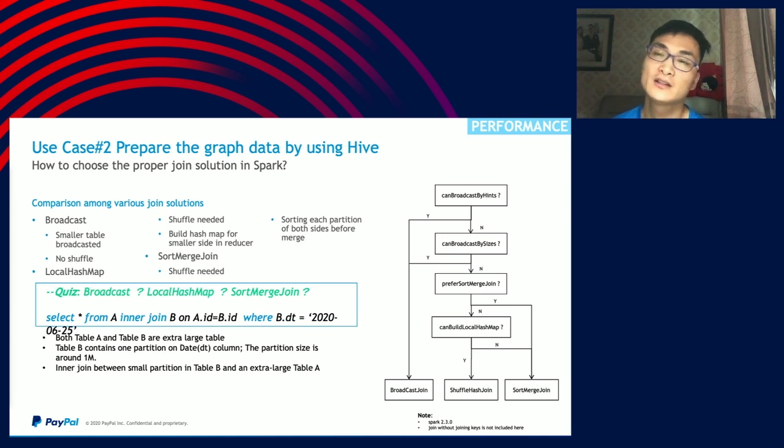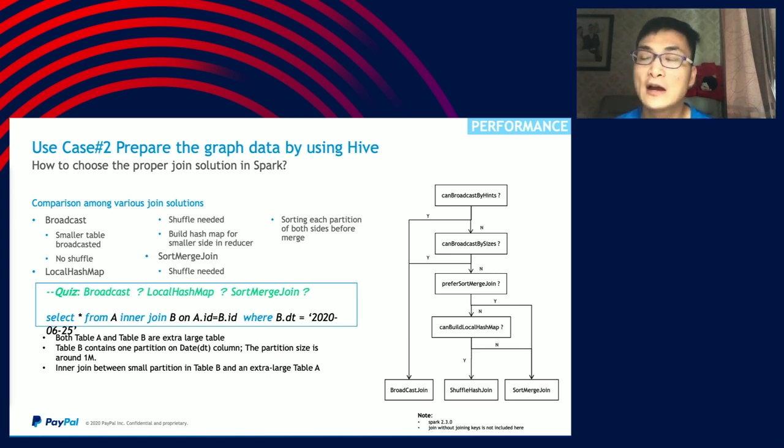As we all know, Spark has different join solutions for the join operator. Please allow me to quickly recap the three join solutions supported by Spark. First one is broadcast join. It can avoid the shuffle process. The second one is the hash join. In hash join, the shuffle is necessary, but it will build a local hash map for the smaller set on the reducer side. And the third one is the sort merge join.